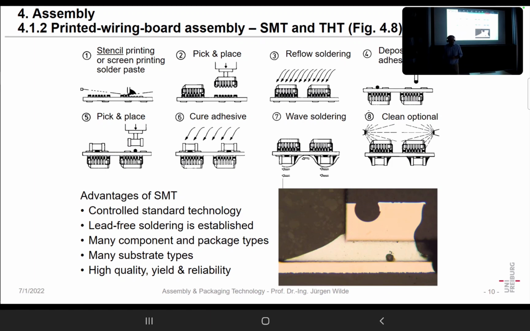But for special applications, we need very clean boards because ions always promote corrosion. And for these applications, the boards are cleaned. In former times, we used fluorohydrocarbon compounds, which lead to the ozone hole. Yeah, and these are forbidden for quite some time. And now, if it is cleaned, normally we use some kind of watery solution.